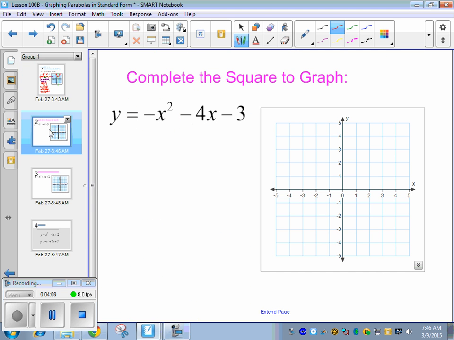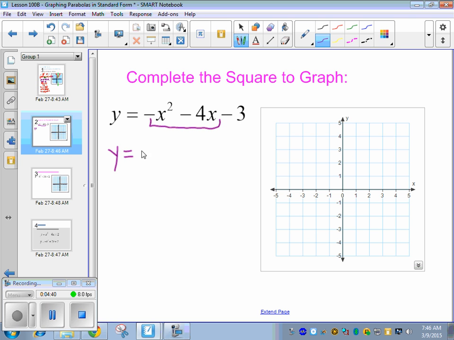All right, let's try one with a negative in front. So we've got standard form here, and we want to put it in vertex form. What we're going to do is factor a negative out. And the negative only factors out from these two terms. This minus 3 is just going to move over and get out of the way.